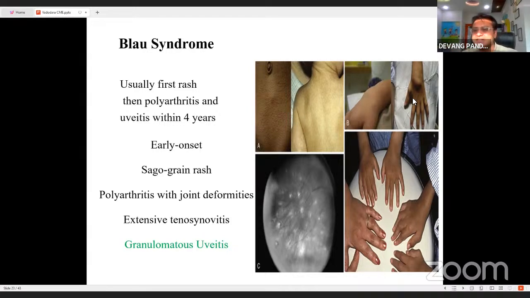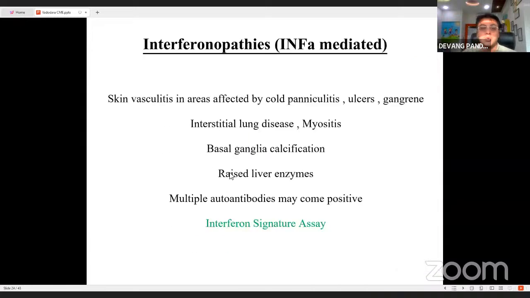Then there is a destructive polyarthritis, and this is a classical hallmark. If you have any child with a swelling which is juxta-articular to the wrist, and you have excluded rickets and vitamin D deficiency, and there is some eye involvement, you have to suspect Blau syndrome. So the triad is the sago grain rash, this type of destructive polyarthritis, where the swelling is due to extensive tenosynovitis, and granulomatous uveitis. So if you have this triad, you have to suspect Blau.